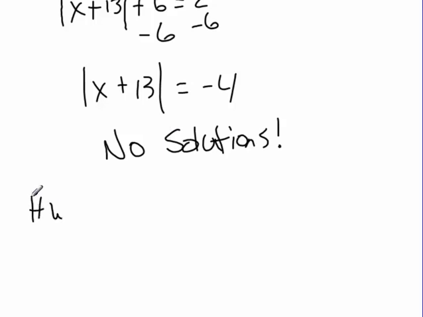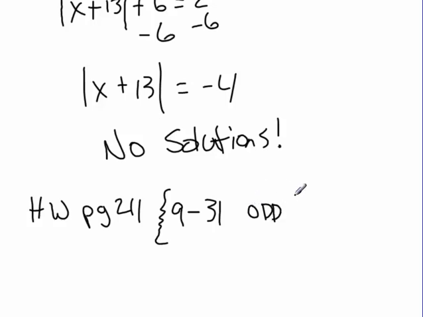So the homework we're going to do is on page 211. I'm going to do problems 9 through 31, odds. So hopefully we had enough examples to get ourselves where we need to be. But 9 through 31 odd, you should be able to do all of those. We should have the ability to handle every single one of those at this point.